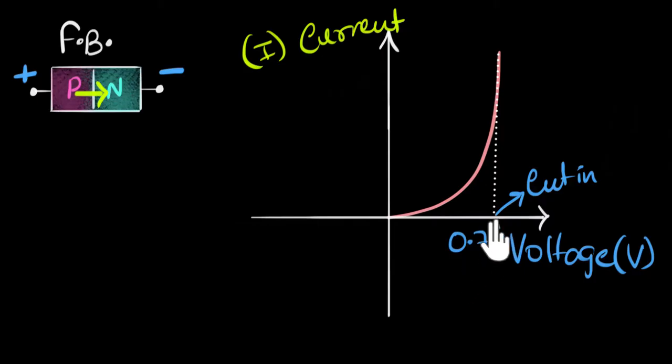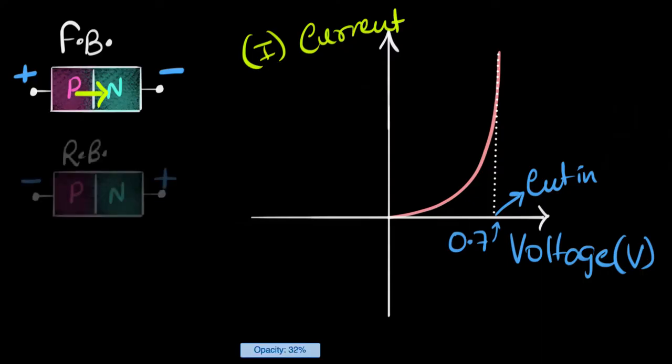And so you can see before 0.7 volt, the current is slowly increasing. But once you hit 0.7, then even for tiny changes in the voltage, the current skyrockets. The current changes very dramatically. So that's forward bias. Now, let's look at what happens in a reverse bias.